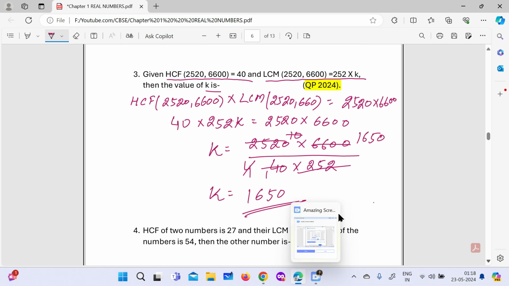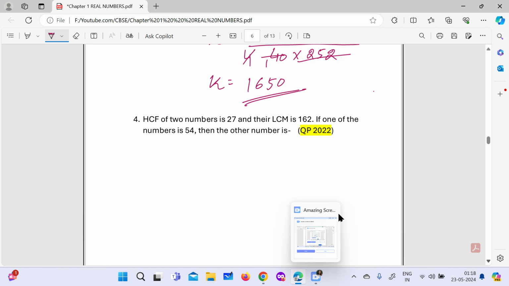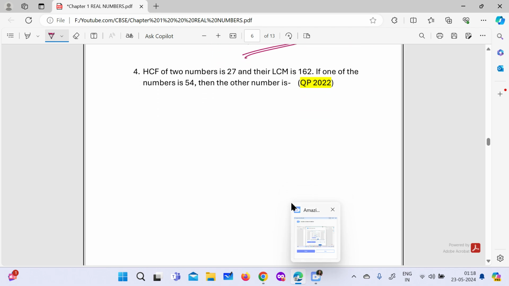Okay, now let's go to the next part. HCF of two numbers is 27 and their LCM is 162. One number is 54. Then the other number is? This question has already come in 2022.